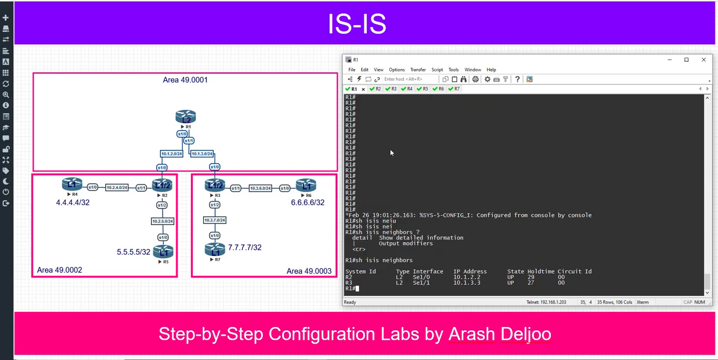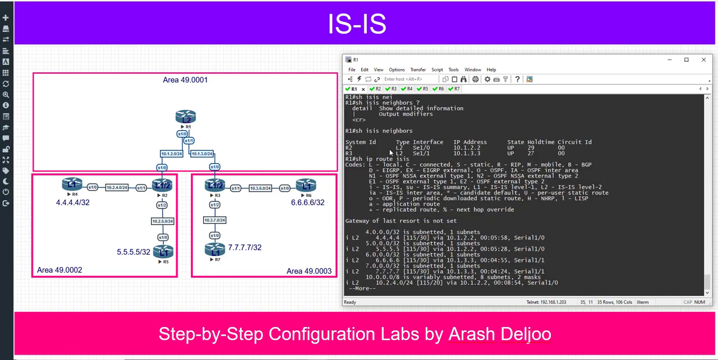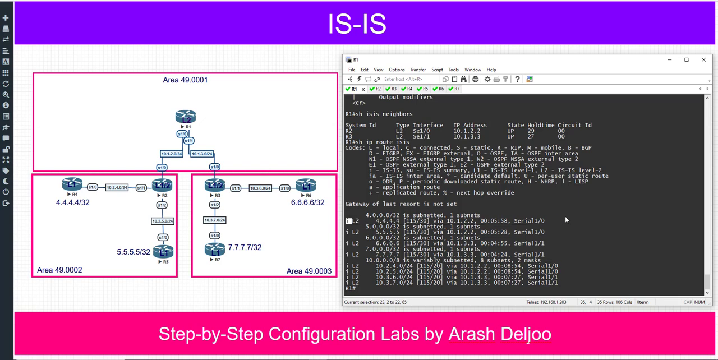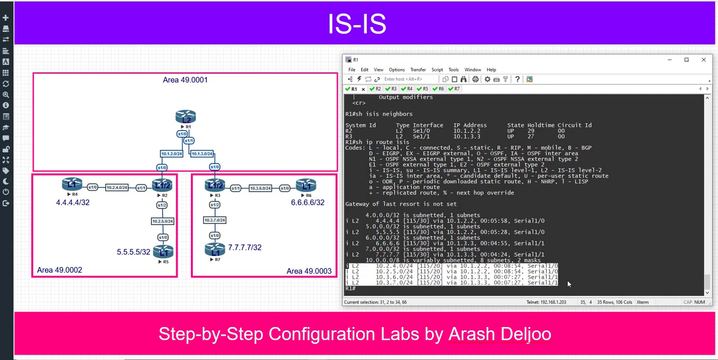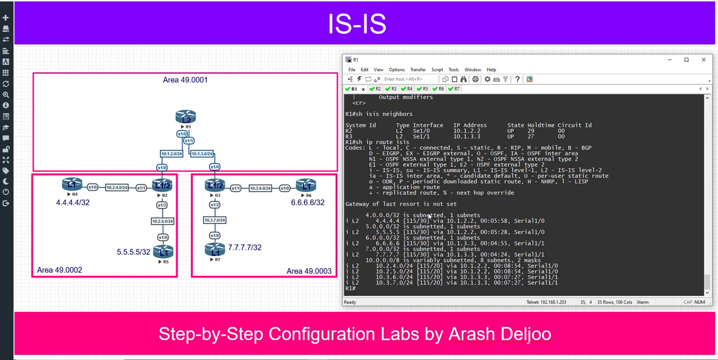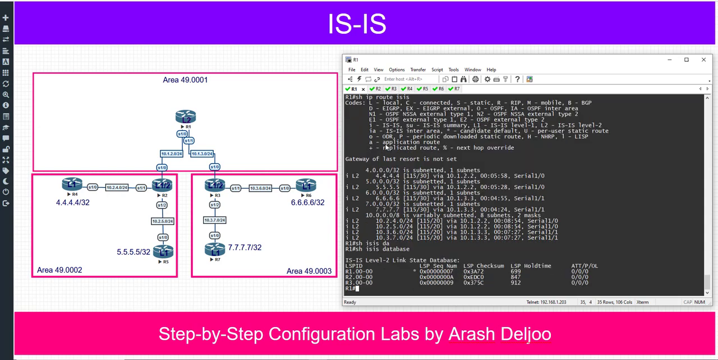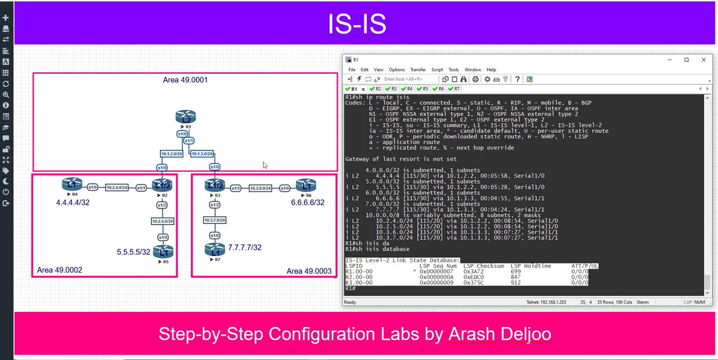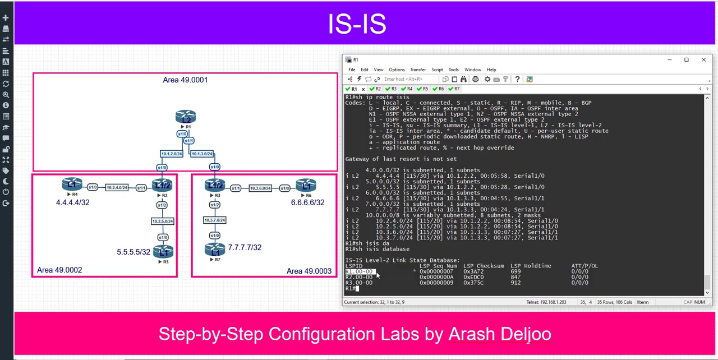In router 1, show IP route ISIS shows us that we have quad 0, quad 4/32, quad 5/32, quad 6/32, and quad 7/32, and also some networks of the links. And after that, if you want, you can check show ISIS database. In the database of router 1, we have only the level 2 database. Why? Because router 1 is a level 2 only router. The database has LSPs received from router 1 itself, from router 2, and also from router 3.